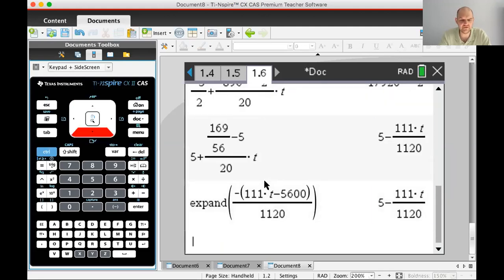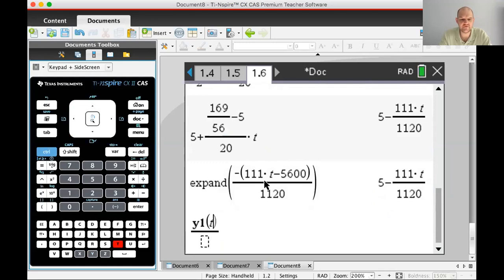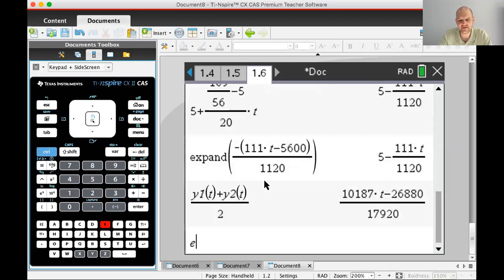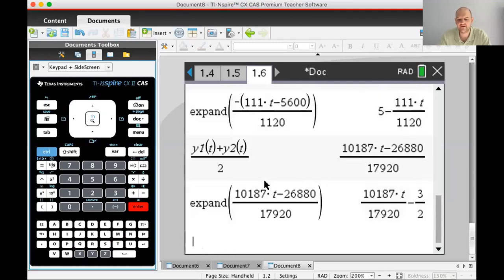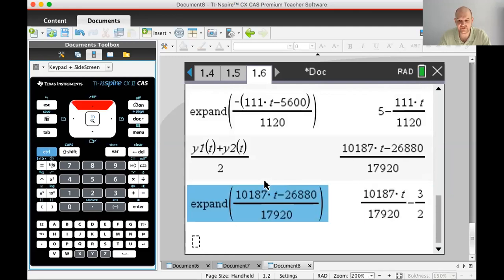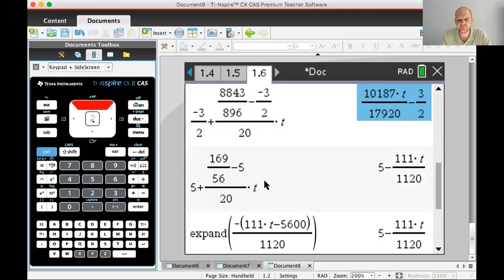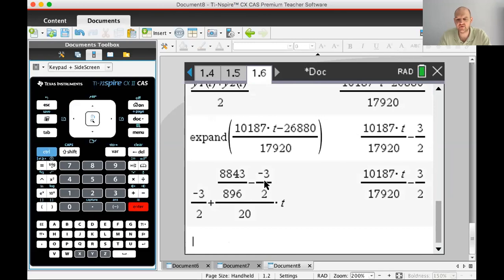And then if I do y1 of t plus y2 of t over 2, and I expand that, I get -3. Yes, it works. So this is what we got. We get the same thing. Okay, so that's a significantly easier way to do it.